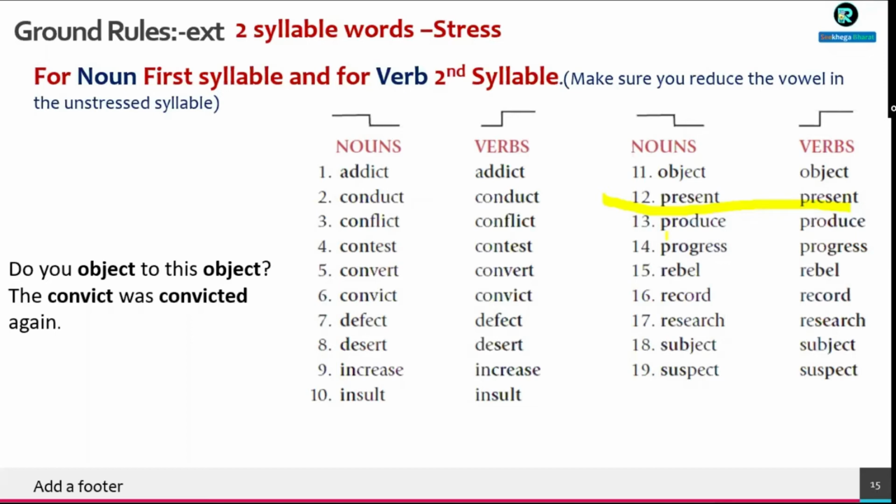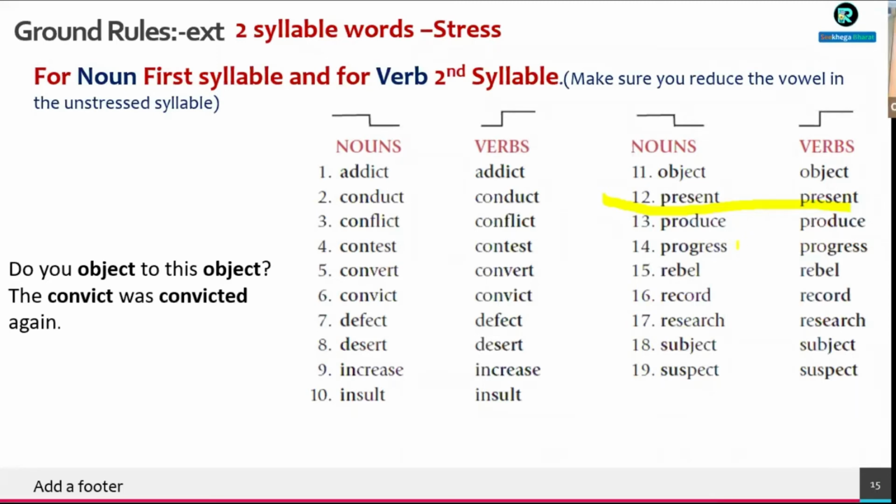Produce. No, it is produce. Produce, produce, produce. Follow me, what I'm saying. Produce, produce. It's like, okay.